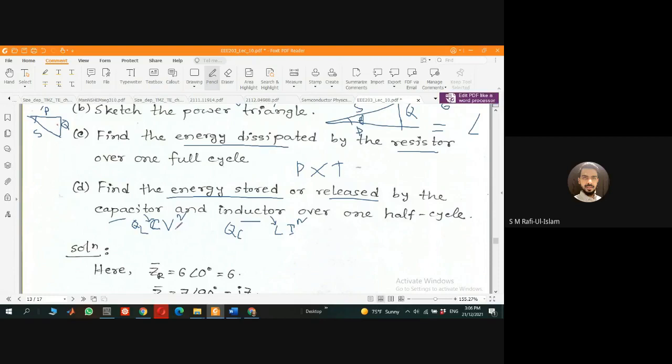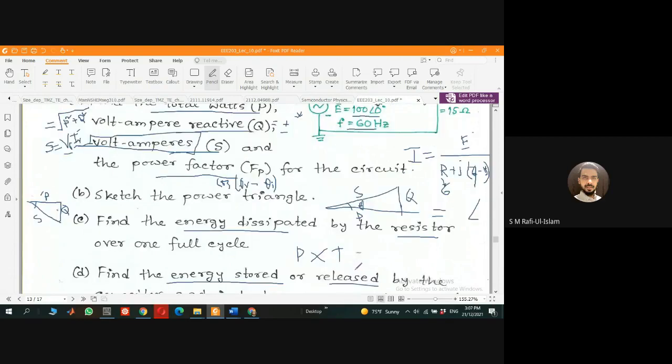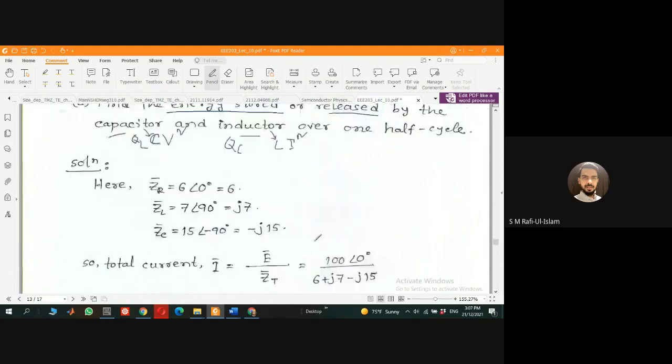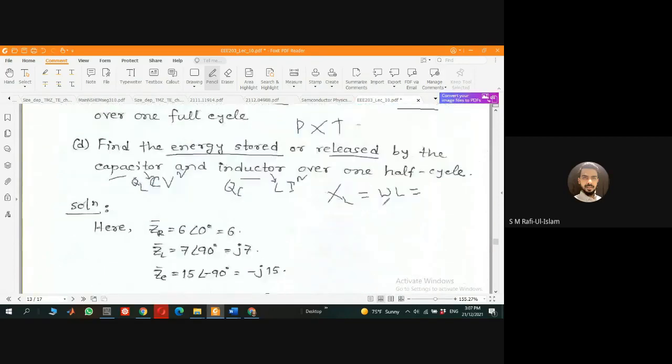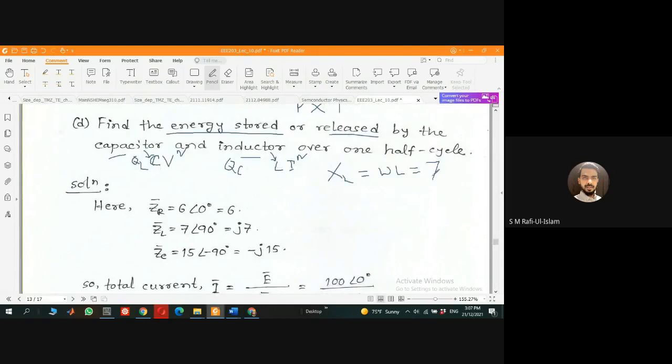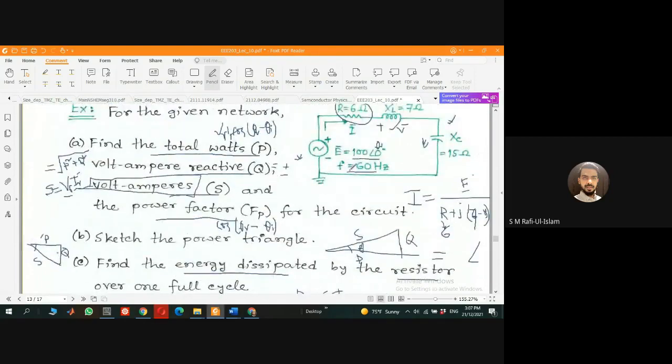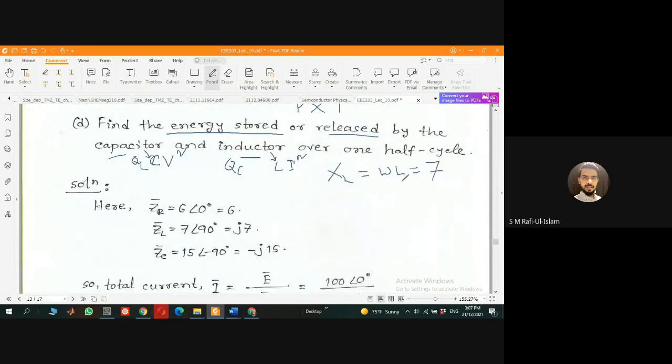I and V both are represented in terms of RMS value. So I need to calculate what is the C value and L value. How will we calculate C value and L value? You see, XL is given. XL equal to what? Omega times L, omega 2 pi F L, and that value is given, 7. So the frequency is given as well, or the time period should be given. So we know omega value, so we can calculate L here, and we know the V value.